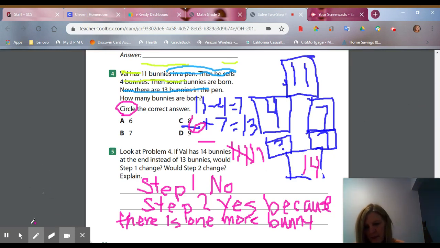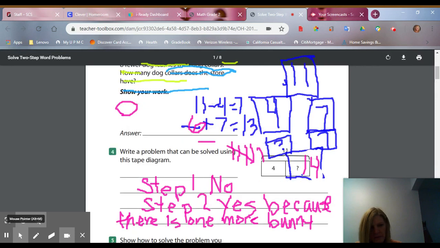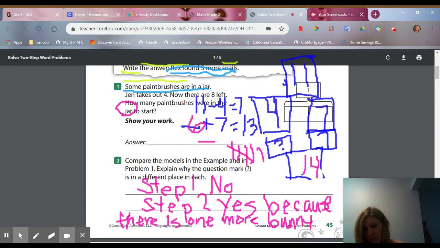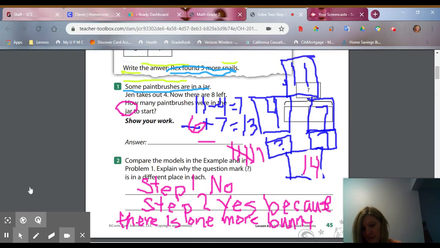Okay, the next couple pages, 51 and 52, are going to be practice for you for the quiz that you have coming up in the next lesson. So let me see if I can get this all cleared off.